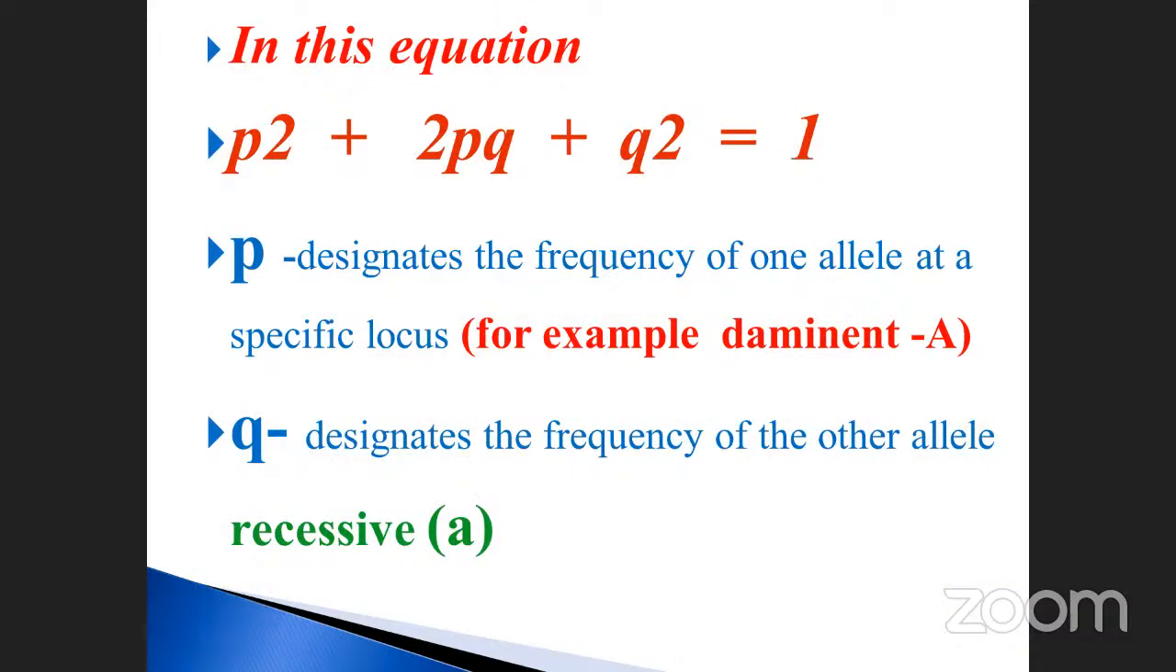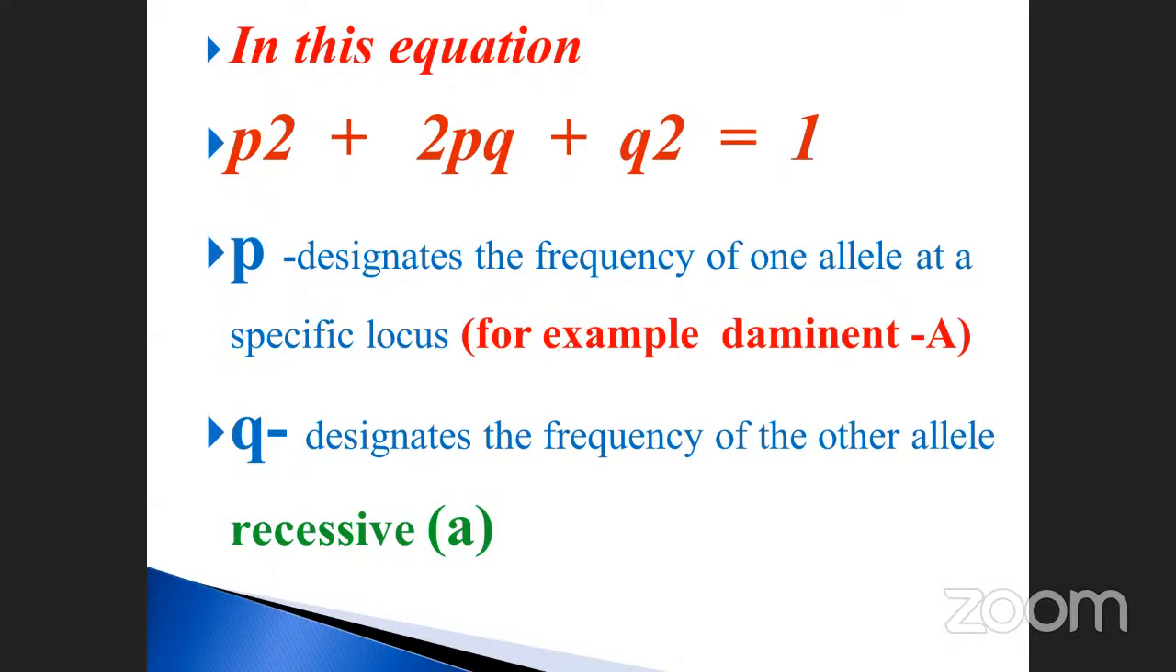See that in this equation, P squared plus 2PQ plus Q squared is equal to 1. Already we saw it. What is the meaning of P? P is designated the frequency of one allele at a specific locus. Already you know, but what is a locus, my dear students? Locus is nothing but a particular location on the chromosome, isn't it? The allele present in the particular location is called the locus.